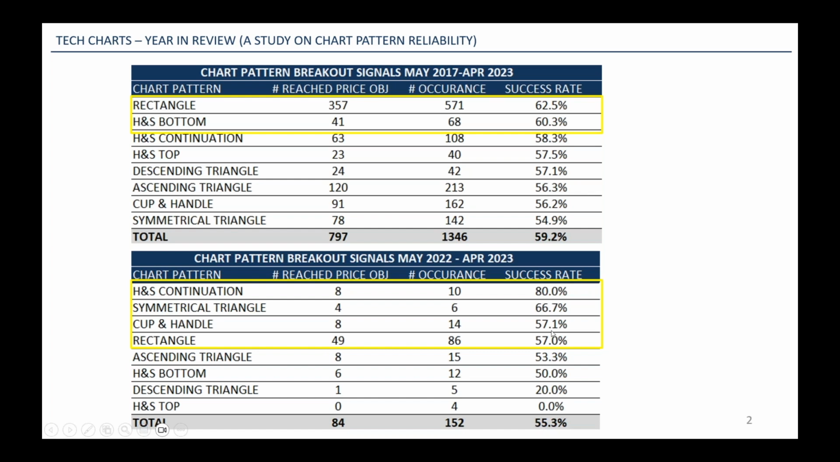So the top 4 of them, interestingly enough, this year symmetrical triangle ended up being at the top, but with 6 occurrence, it is not statistically significant. So the best one would be cup with handle, but again, rectangle would be one of the good ones in terms of chart pattern reliability.